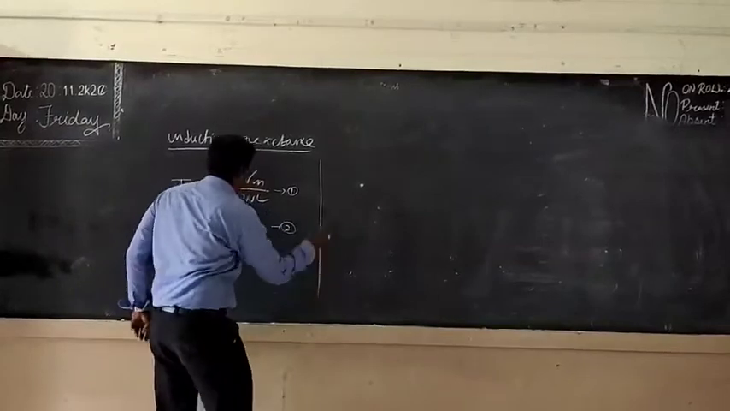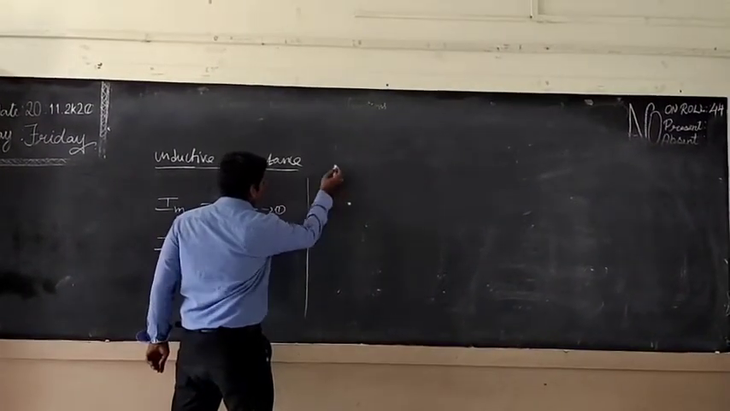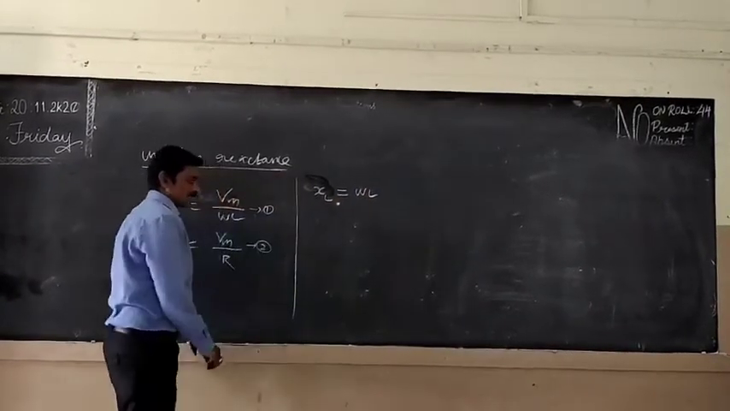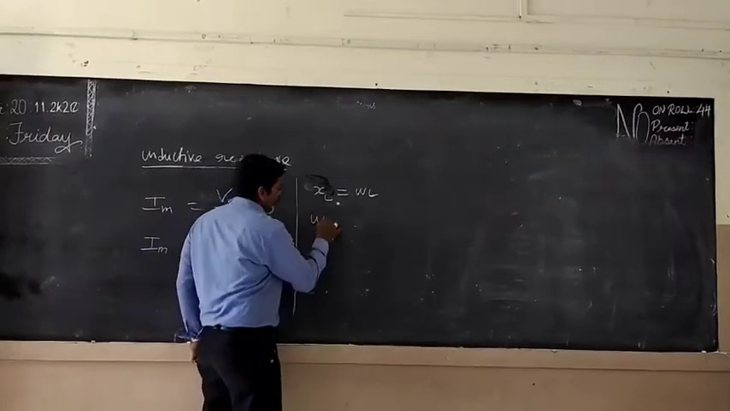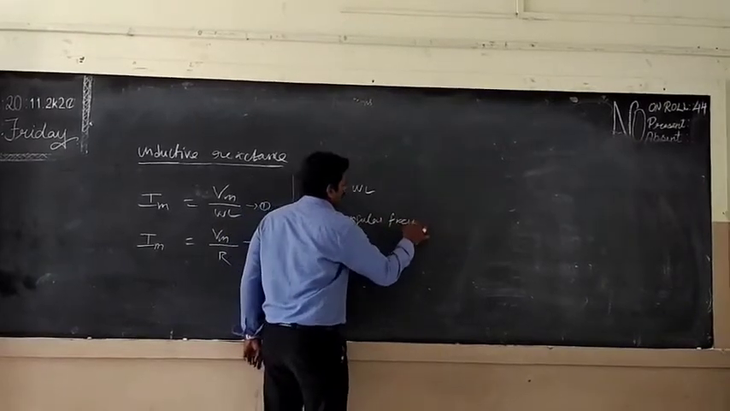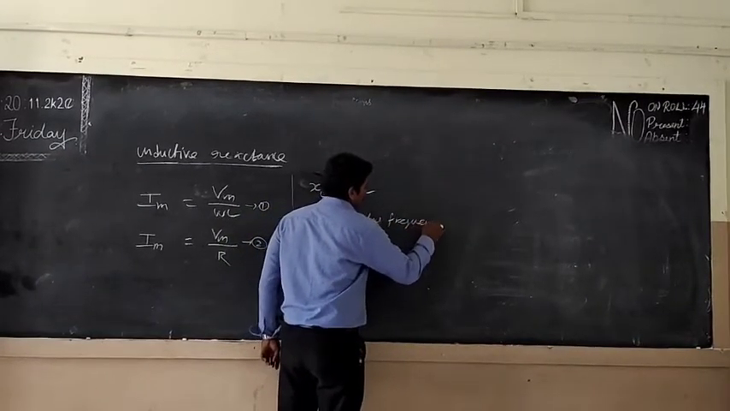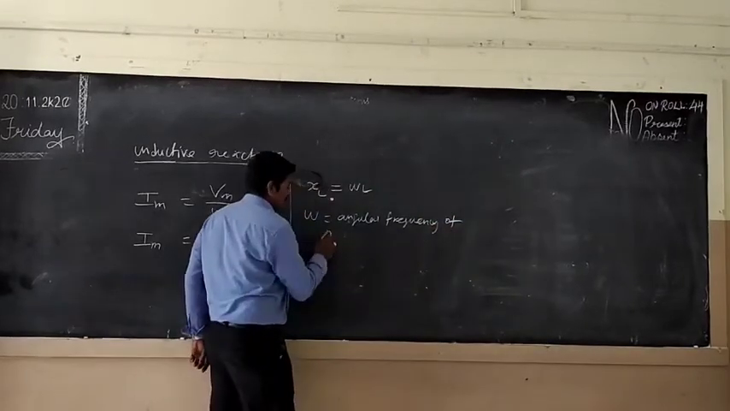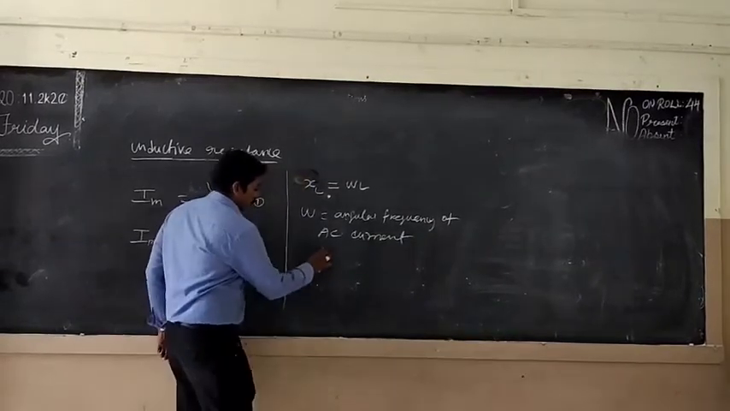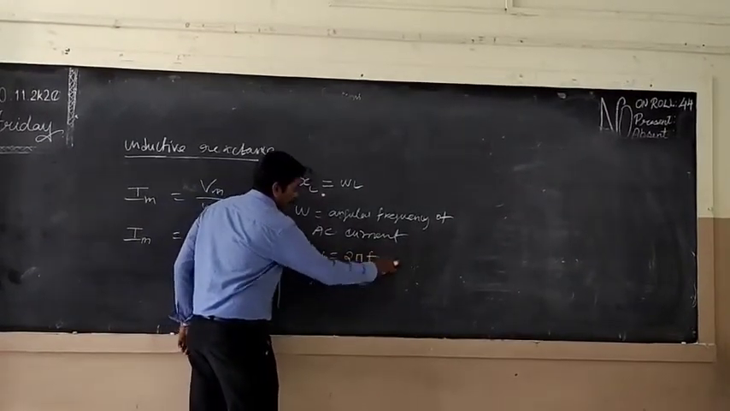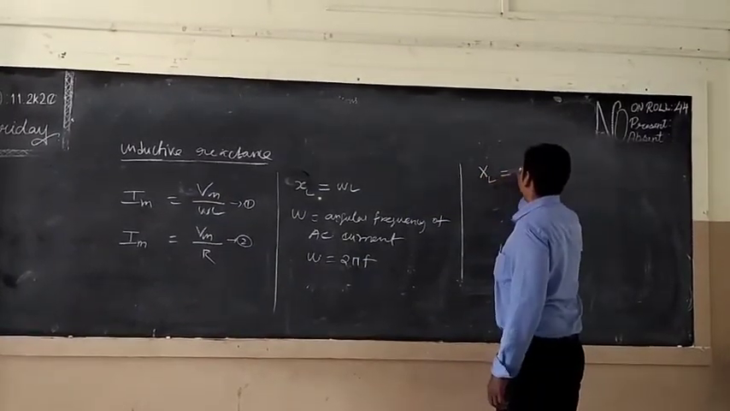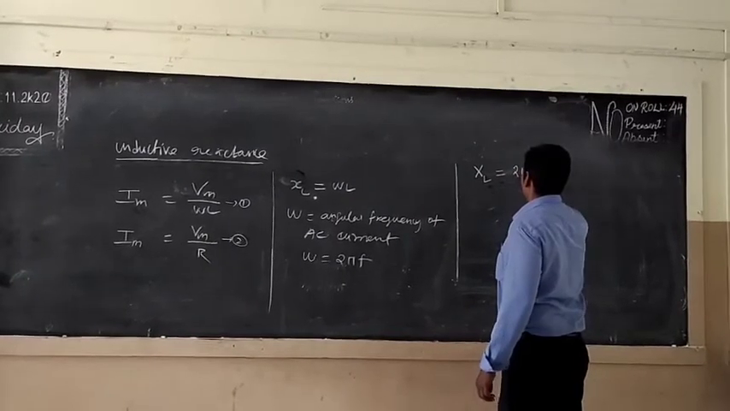Now I write XL is equal to omega L. XL is equal to omega L. Here omega is equal to the angular frequency of AC current. Now omega is equal to 2 pi f. So XL is equal to 2 pi f into L.